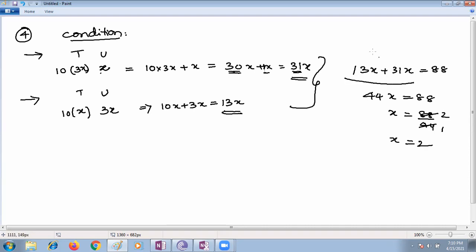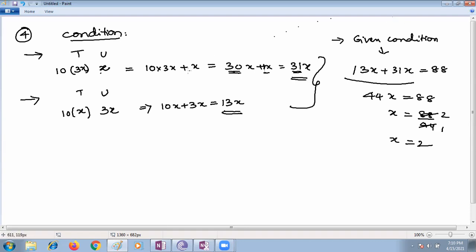This is the given condition in your question. What is the given condition? Let me read it: if we add the resulting number to the original number, we are getting 88. That's why 13x plus 31x is equal to 88. Now you are getting the x value.